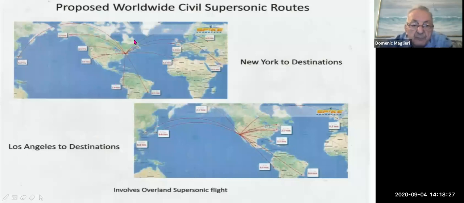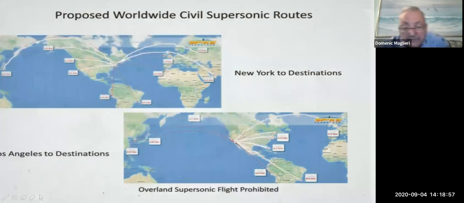Let's take a look at the proposed worldwide supersonic route that Spike Aerospace proposes. Here we're looking at flights out of New York, eastbound, southbound, and westbound. Likewise, out of LA, eastbound, southbound, and westbound. Notice that most all of them fly over land.